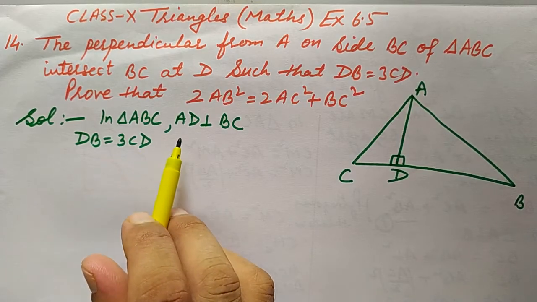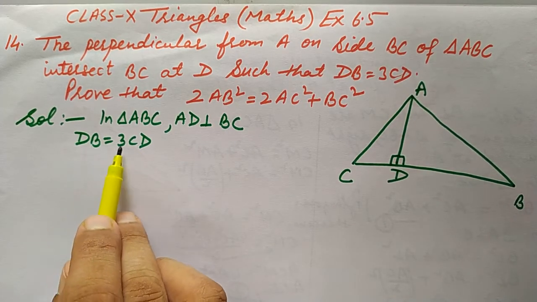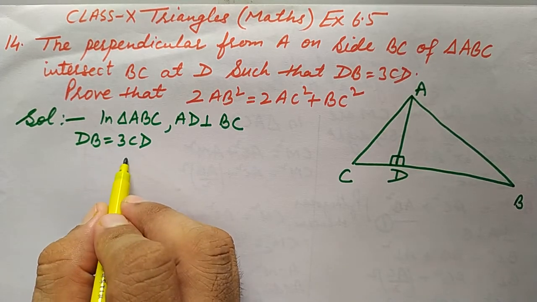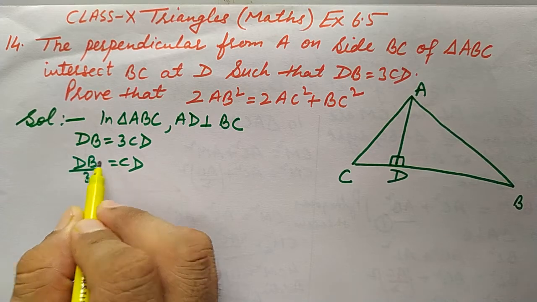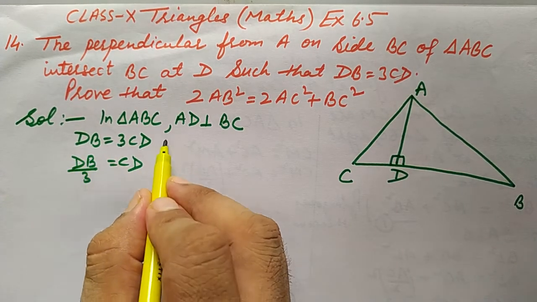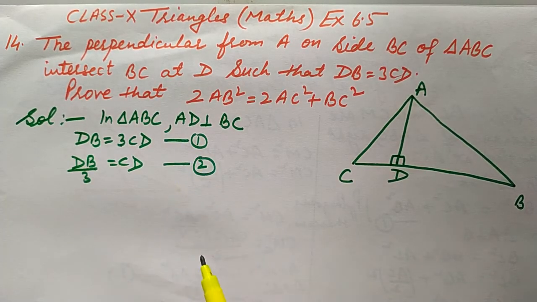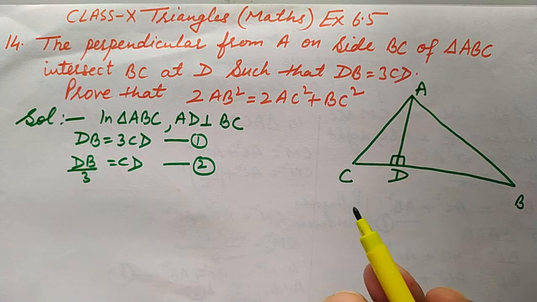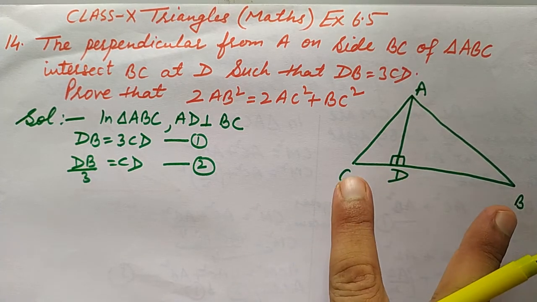So in triangle ABC, AD is perpendicular to BC and DB is 3CD, or from here you can see that CD is 1 by 3 BD. If you bring this 3 here, it will become the denominator. So suppose this is equation number 1 and this is number 2; it is the same equation only. Now what we do, we'll find out CD and DB in terms of BC.